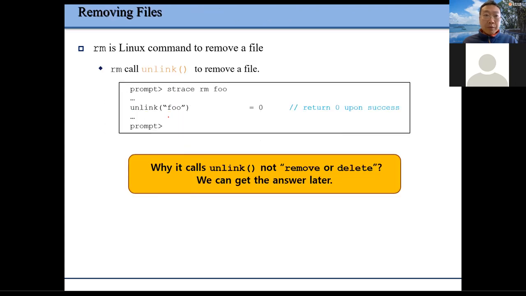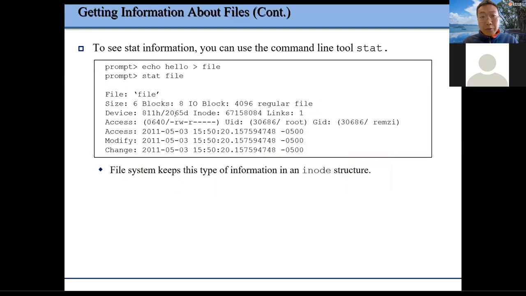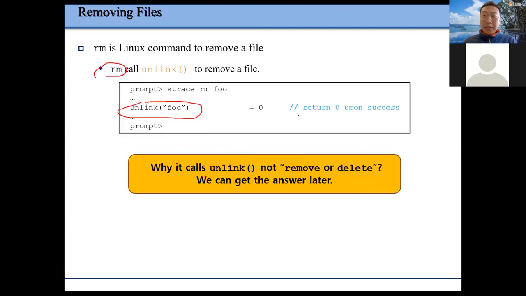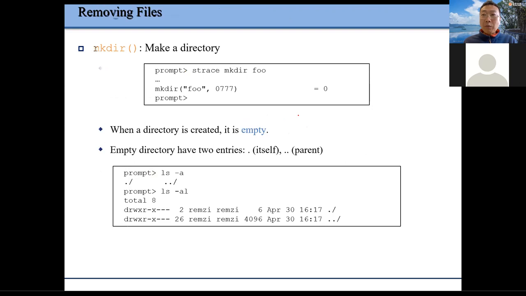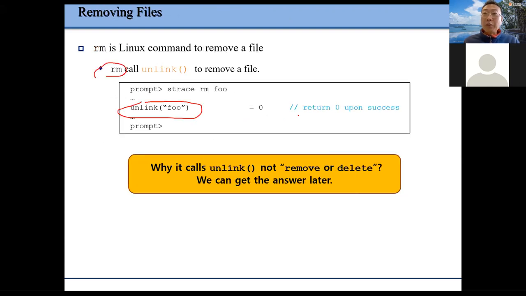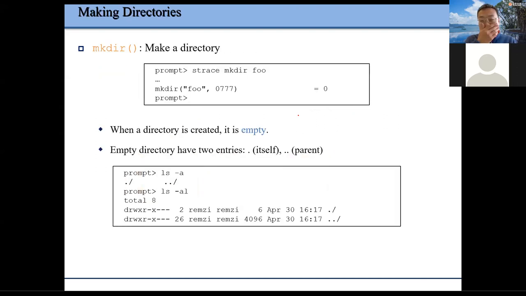Next one is remove. Basically, when we use this remove command, actually we will call a system call called unlink, which reduces the link of a file. So this is related to the link for a particular file. I will go back and talk about this later. So why, when we remove a file, we don't directly remove this file from our system? Why do we only reduce the link? We'll talk about this later.